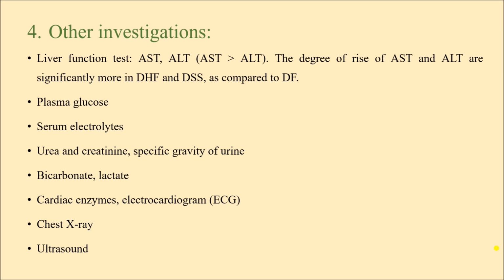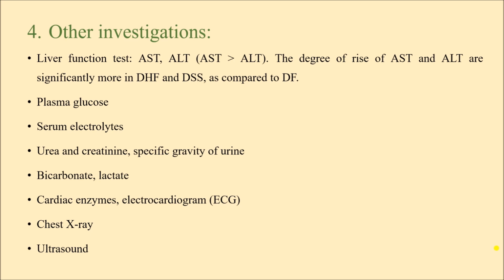We have to estimate the glucose level, serum electrolytes, urea and creatinine, specific gravity of urine, giving us some idea about the kidney functioning, bicarbonate and lactate to know whether there is any acidosis, alkalosis, etc. Cardiac enzymes, electrocardiogram to know about the cardiac functioning, chest x-ray that will help us detecting the pleural effusion. We know there is fluid accumulation in different part of the body because of the plasma leakage. So chest x-ray will help us to identify any fluid accumulation in the chest, that is pleural effusion.